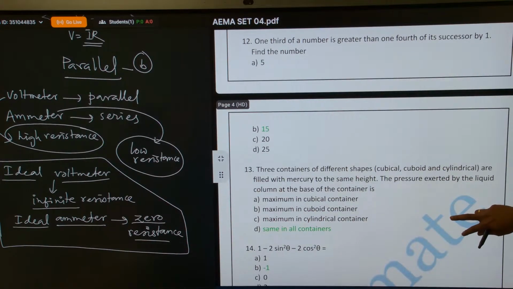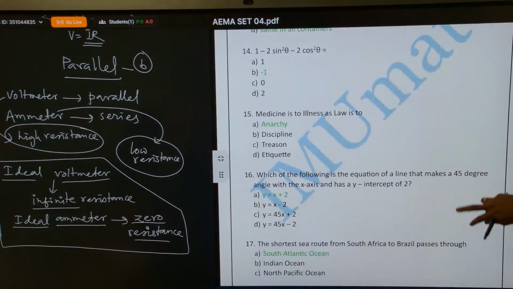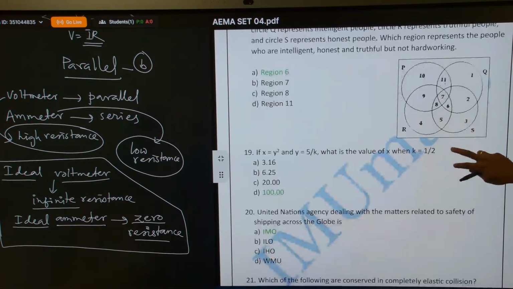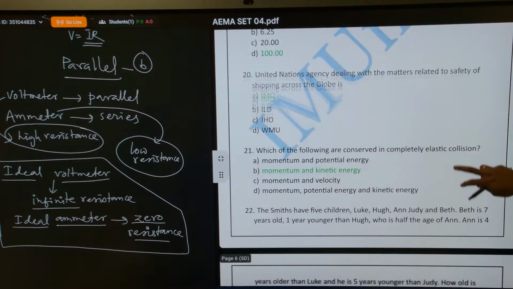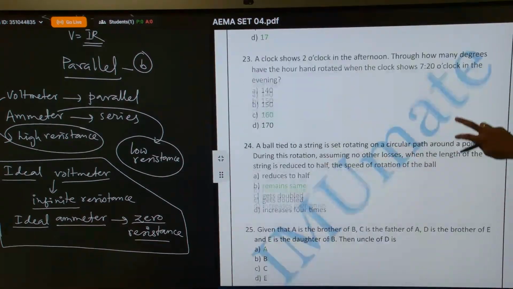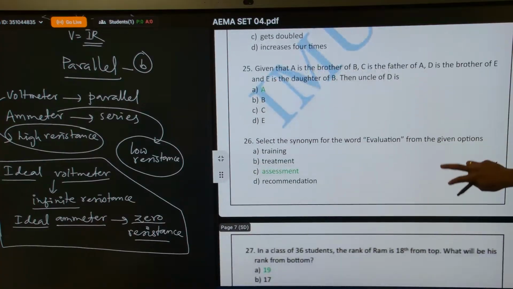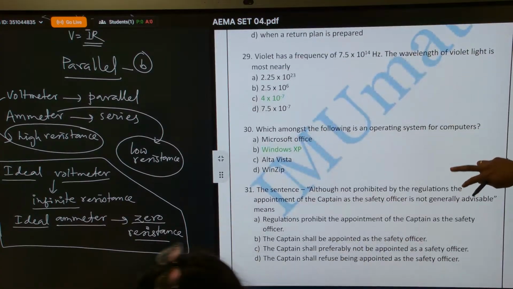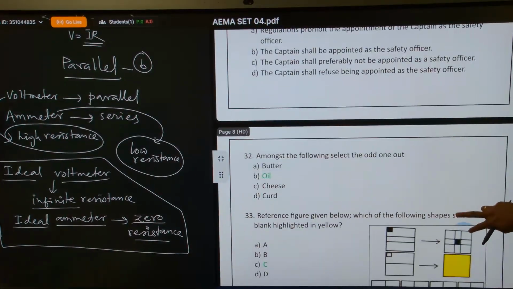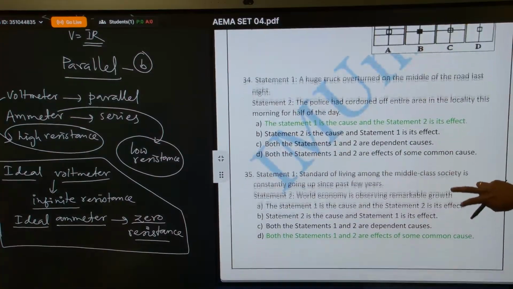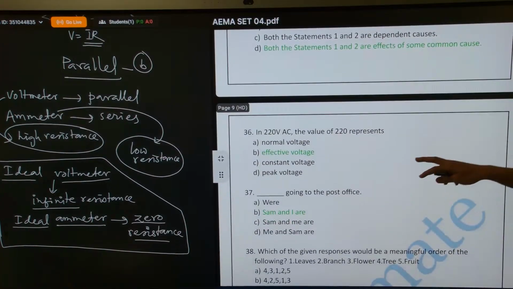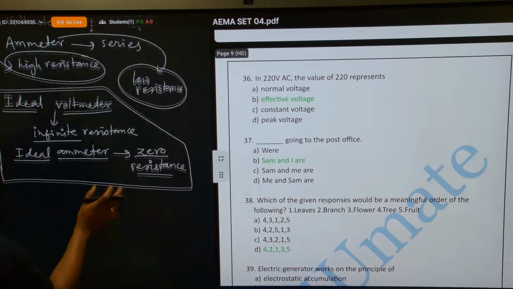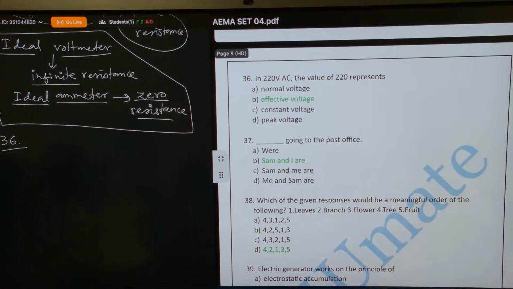Okay, now concentrate here. Do not miss a single question. That is the most important part. I think I have to go to the next question paper. 36. Okay, at last we got something. 36.